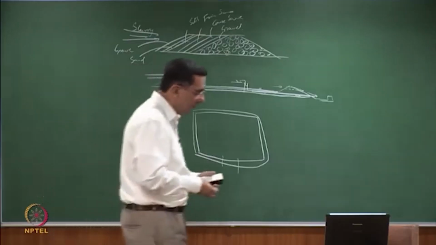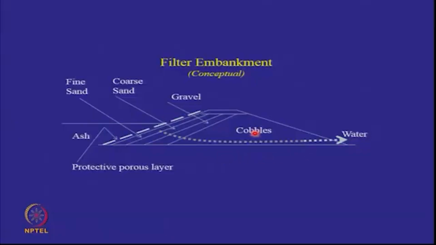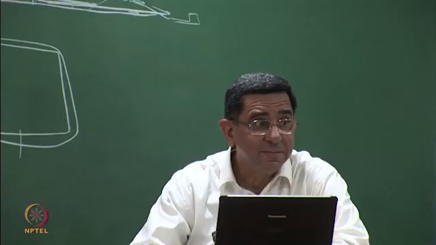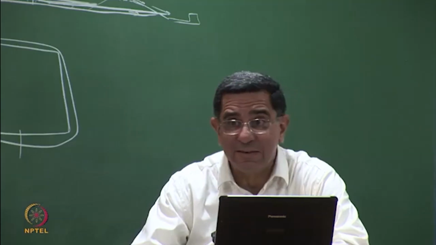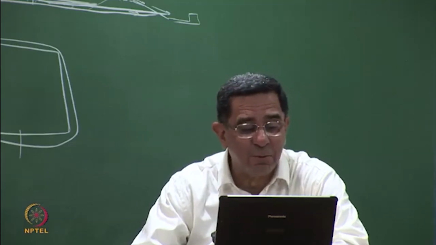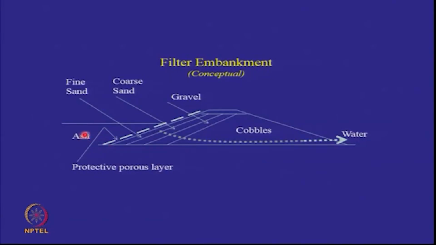So what is this diagram which I have put here? I said cobbles, gravel, coarse sand, fine sand. And on top of that, there is a dash, dash, dash line. That is what you are going to develop. That's your patent. So I've said it is a protective porous layer which will allow the water to go through but keep the fine ash in position. However, you also have to have a mechanism by which this can be replaced periodically.